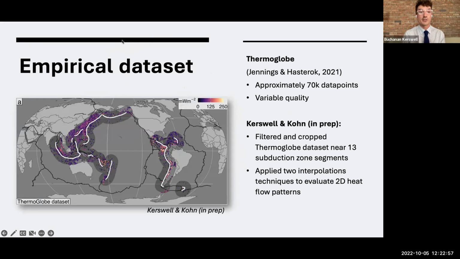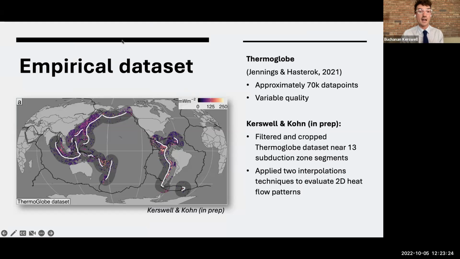So the data set that we turn to is the most modern, most recent, and most well-maintained global database for surface heat flow. It's called ThermoGlobe. It's maintained by Jennings and Derek Hasterok. I believe they're at the University of Adelaide in Australia. I could be wrong. They're at one of the Australian universities.